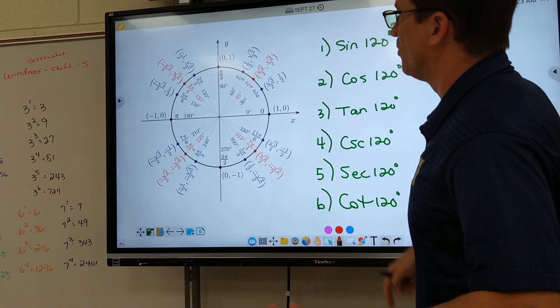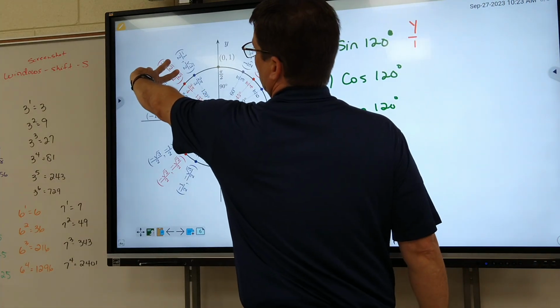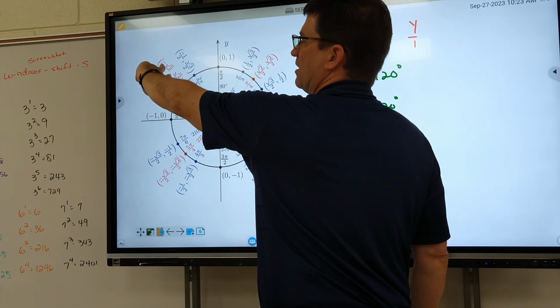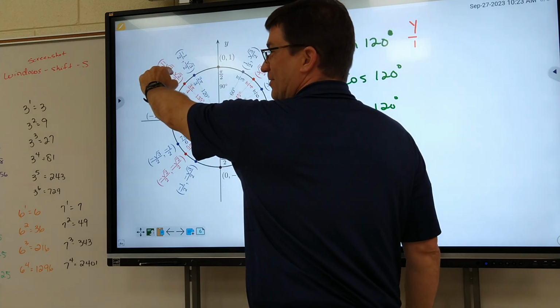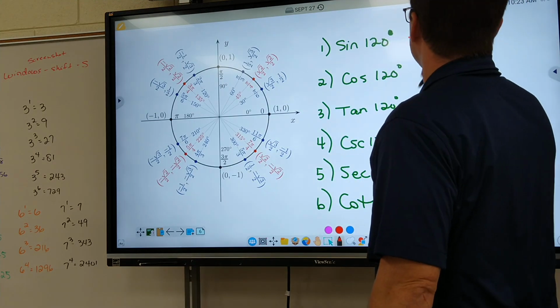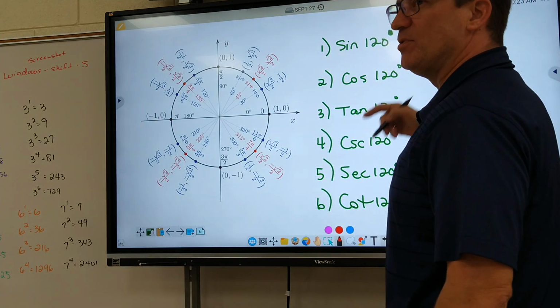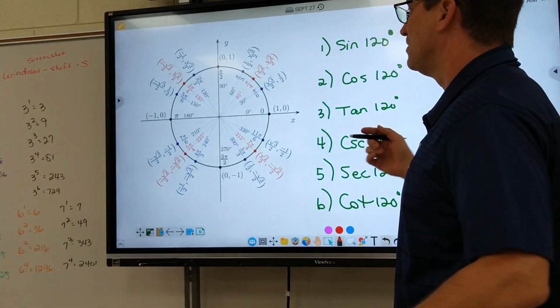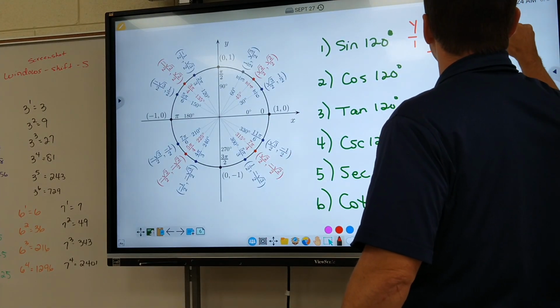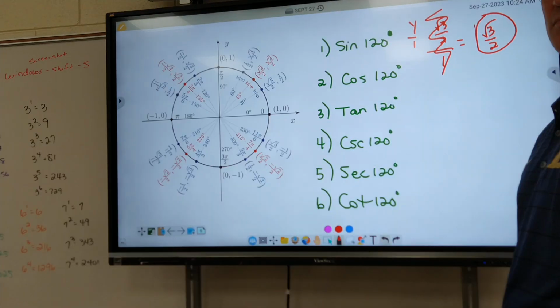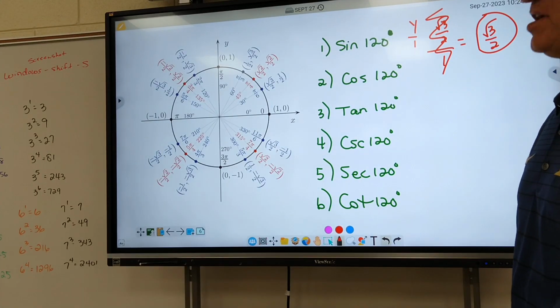Watch. Y over 1 at 120. Which one's my y? The second one. All right, so it's root 3 over 2 divided by 1. Anytime you divide by 1, does anything change? No, so all you got to do is write the answer on that one. Root 3 over 2. You don't even have to show that if you don't want to, because when you divide by 1, nothing changes.